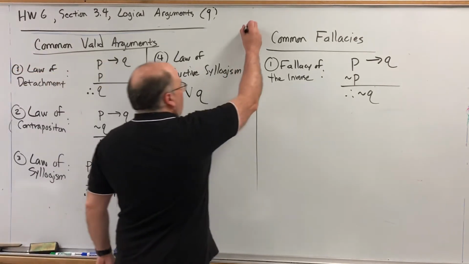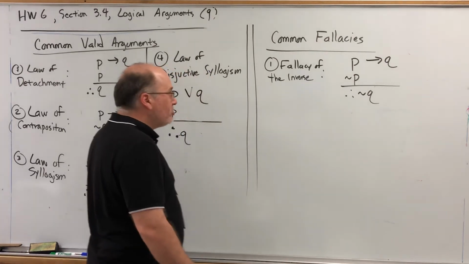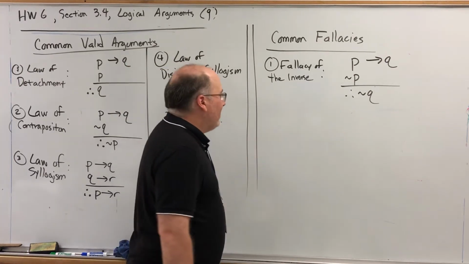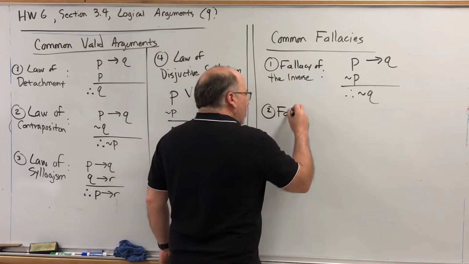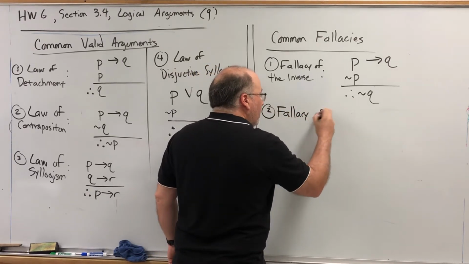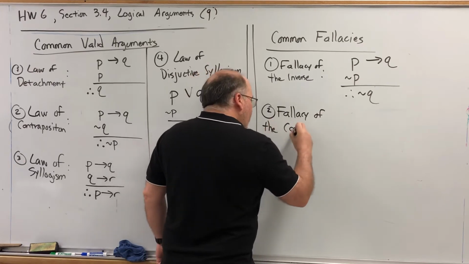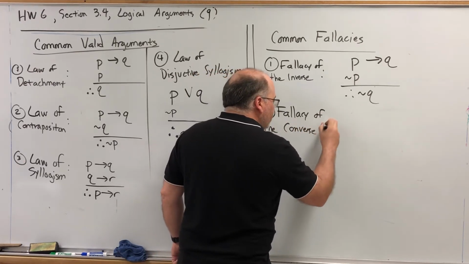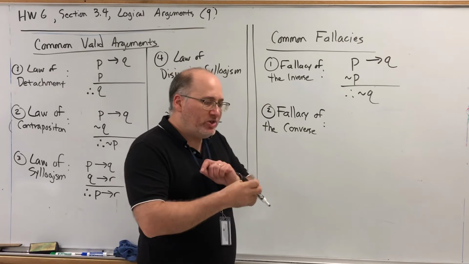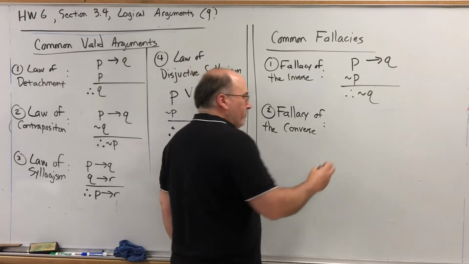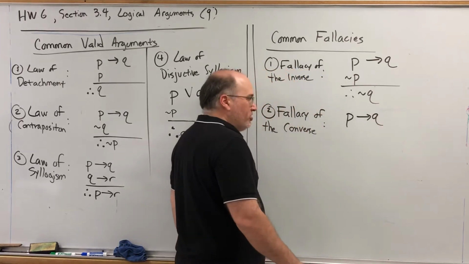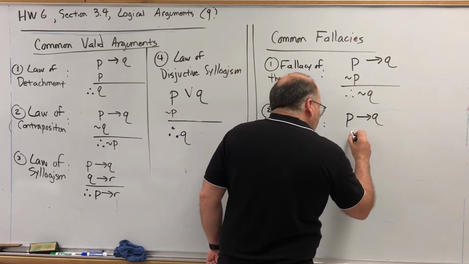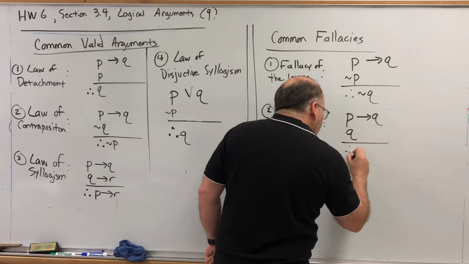Now, what are our common fallacies? There are 3 of them. One is the fallacy of the inverse, which is already listed here. The second is the fallacy of the converse. You may recall that a converse is where you take a conditional and you switch the antecedent and consequent. Fallacy of the converse. First premise, P points to Q. Second premise, Q. Conclusion, P.